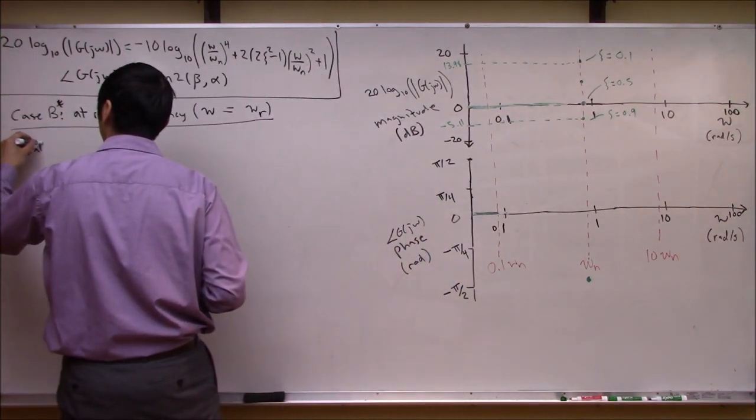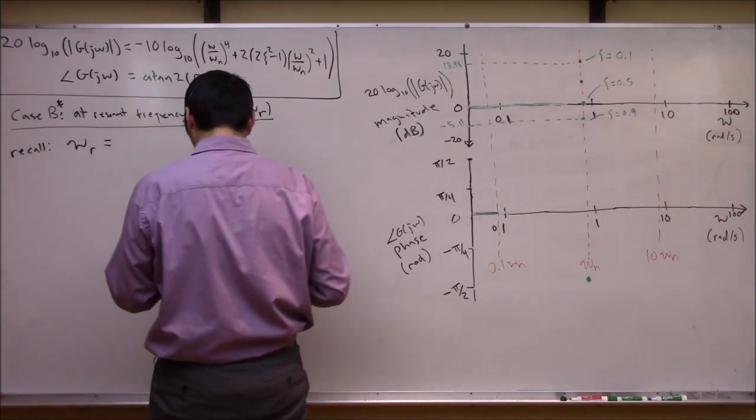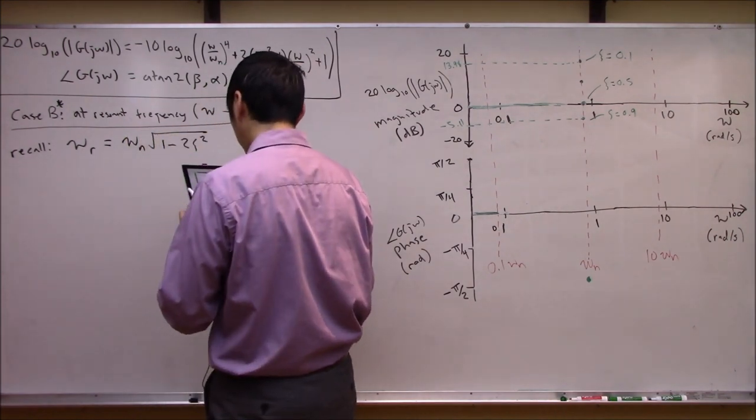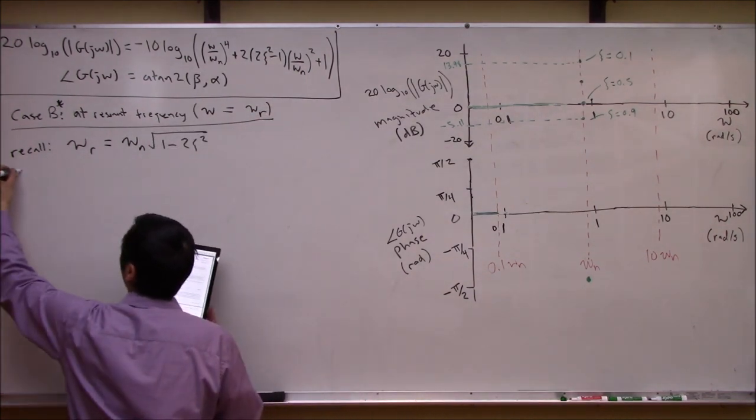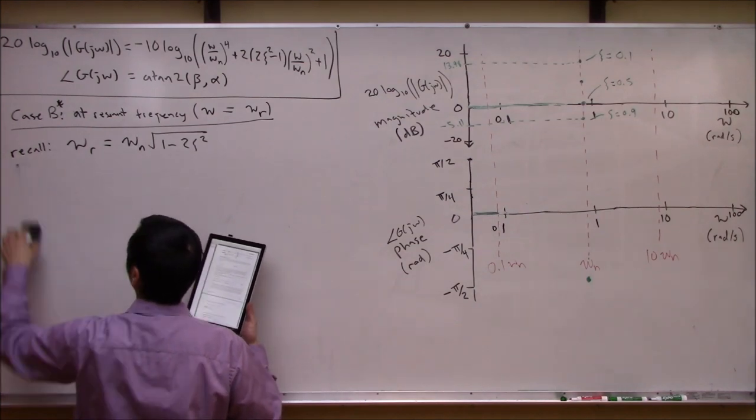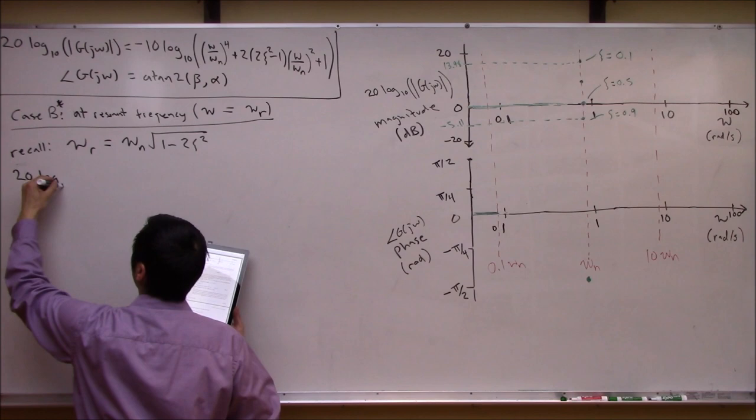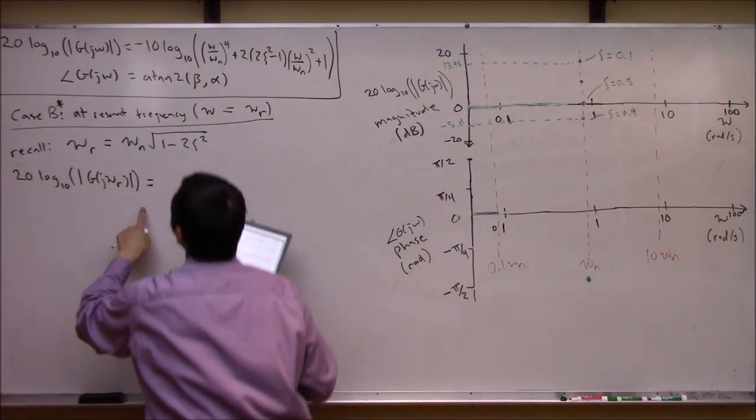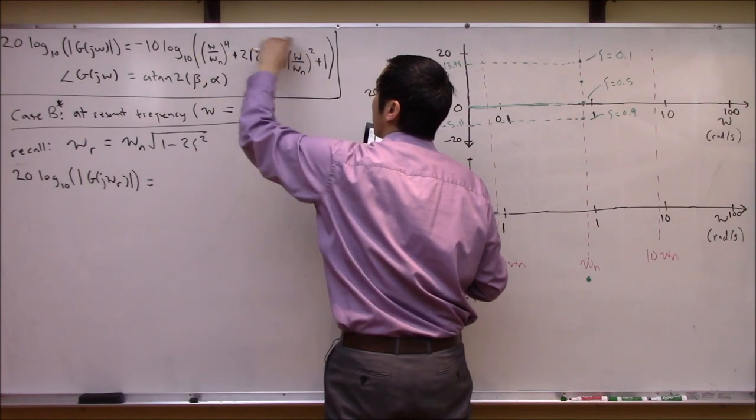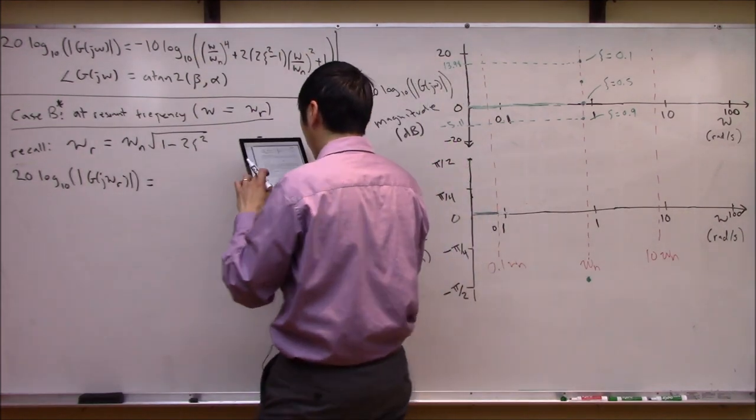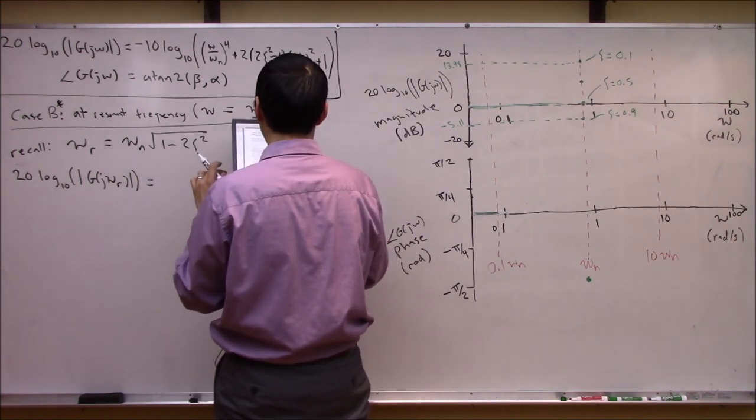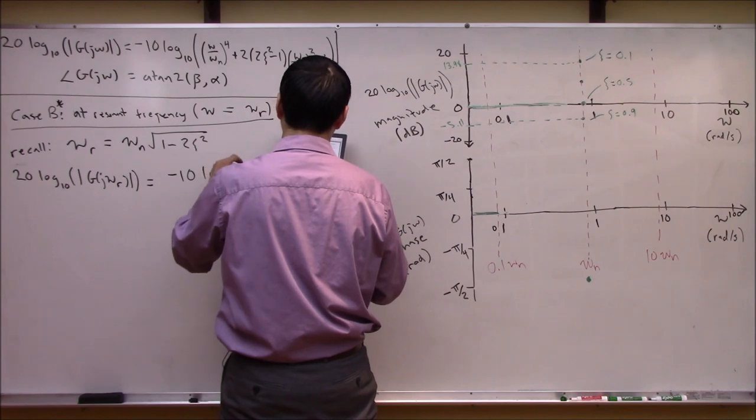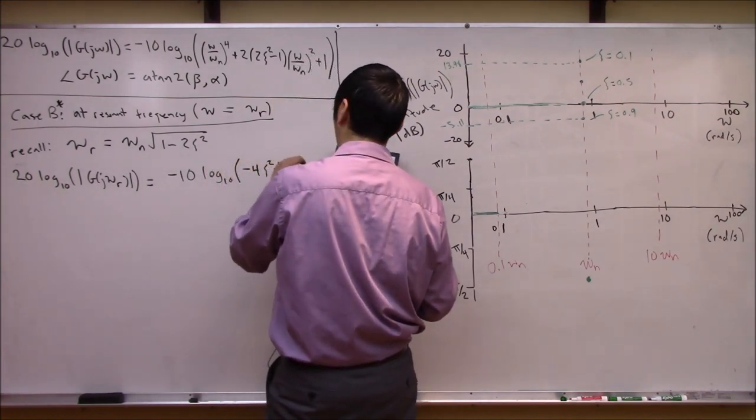Okay? So again, if you recall from that previous lecture, the resonant frequency of a second order system was given by this: square root of 1 minus 2 zeta squared. Okay, so what we need to do now is look at magnitude, or more importantly, 20 times log base 10 of the magnitude of G of j omega resonant, right? And again, all you got to do is plug this expression in everywhere you see omega. It's just algebraic boring manipulation at that point. What you're going to end up with is this. You'll end up with minus 10 times log base 10 of negative 4 zeta squared times zeta squared minus 1.